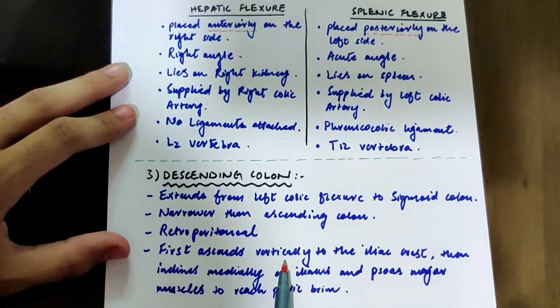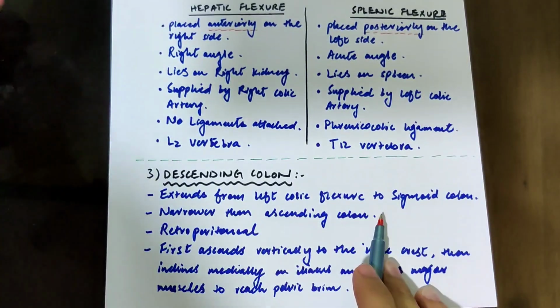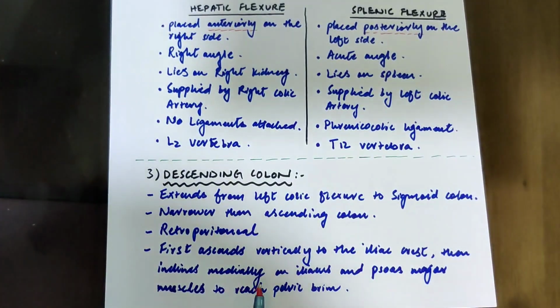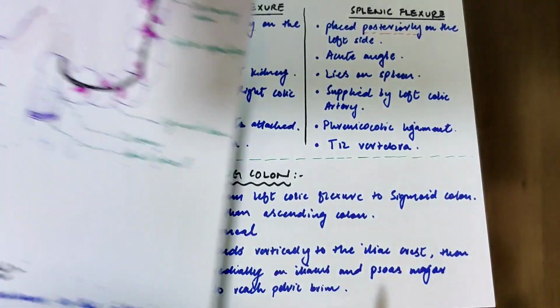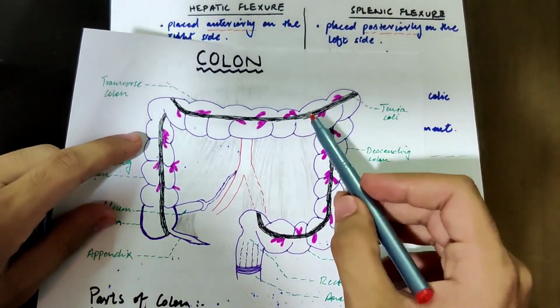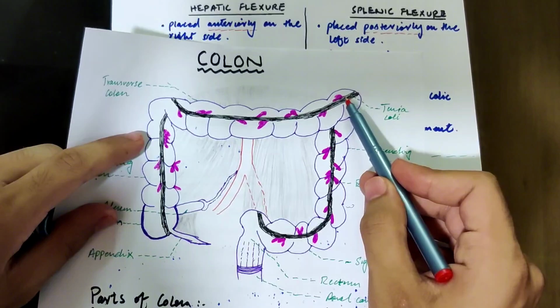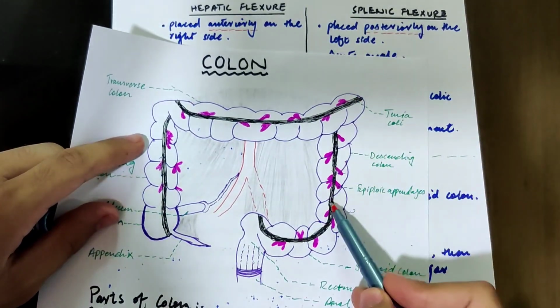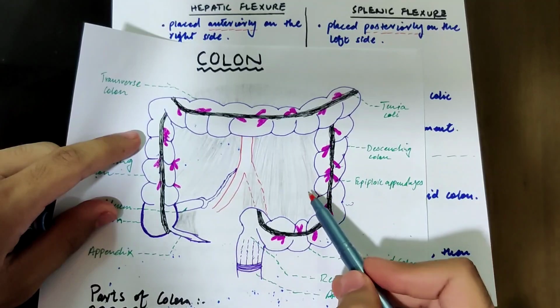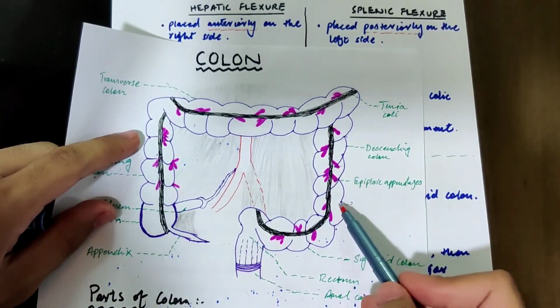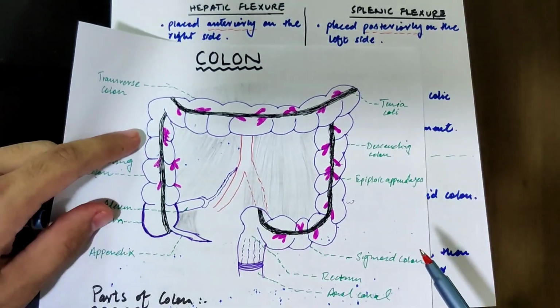First, it ascends vertically to the iliac crest, meaning that it first goes upwards and then it inclines medially on the iliacus and psoas major muscles to reach the pelvic brim. So first the descending colon goes upwards and then it goes medially between the iliacus and the psoas major, till it reaches the pelvic brim, and on the pelvic brim the sigmoid colon starts.